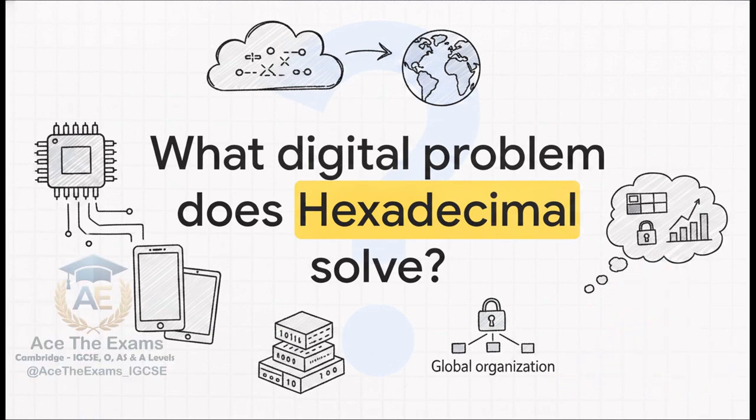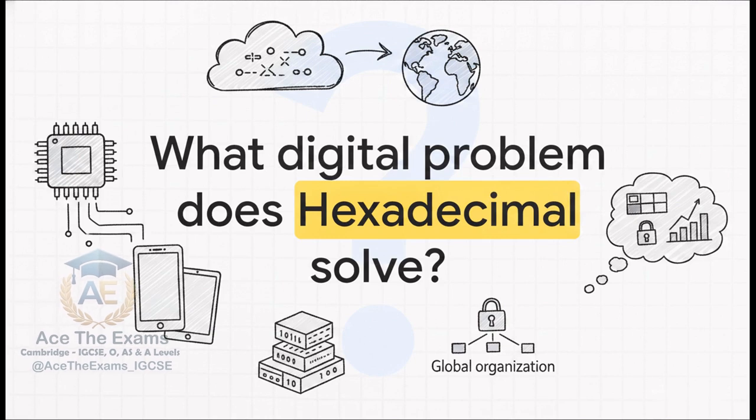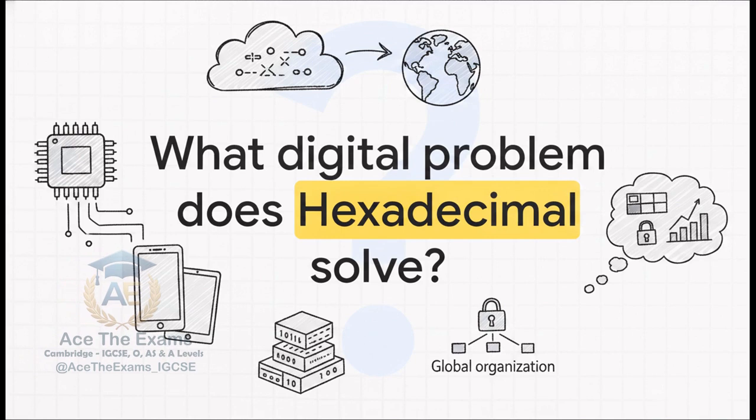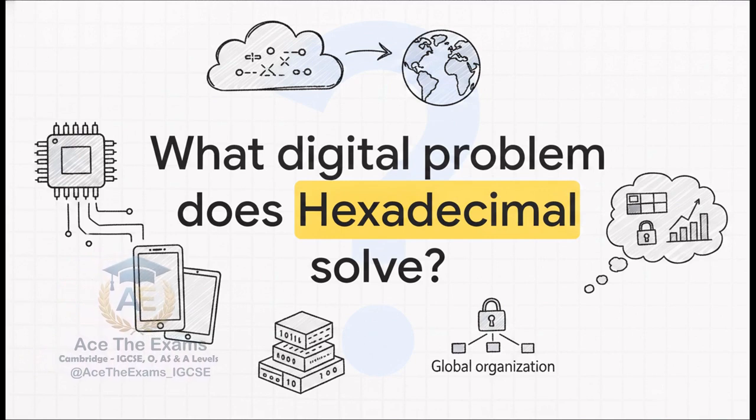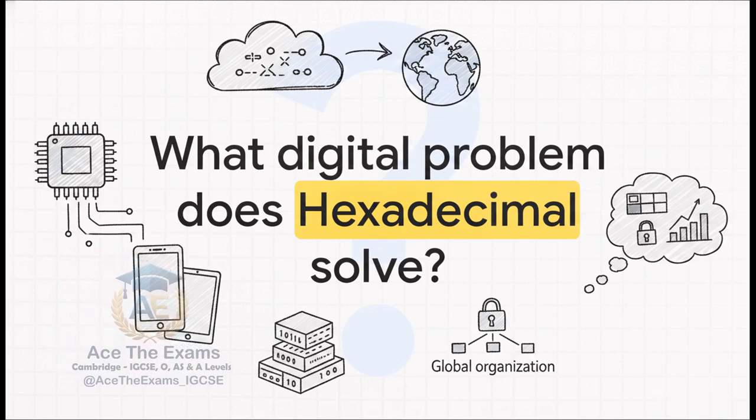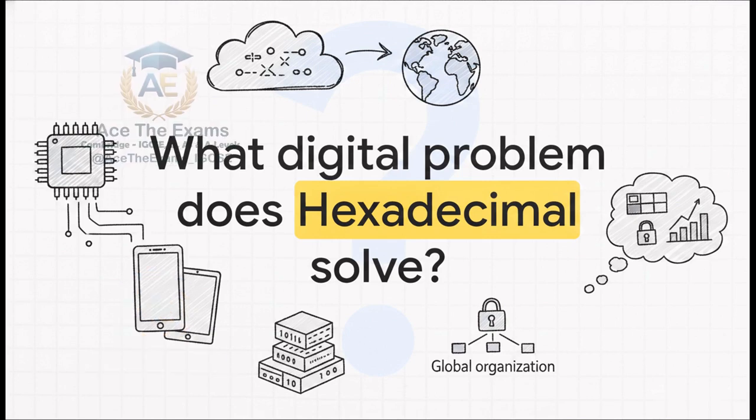So I want to pose a challenge to you right now. Think about it. What digital problem does hexadecimal actually solve? Before we even begin to define the terminology or write out base 16 conversion tables on the whiteboard, you need to understand its purpose. Why did computer scientists invent it? What kind of data or device is involved here? What practical consequence does using hexadecimal have for a programmer, a system, or a massive global organization?